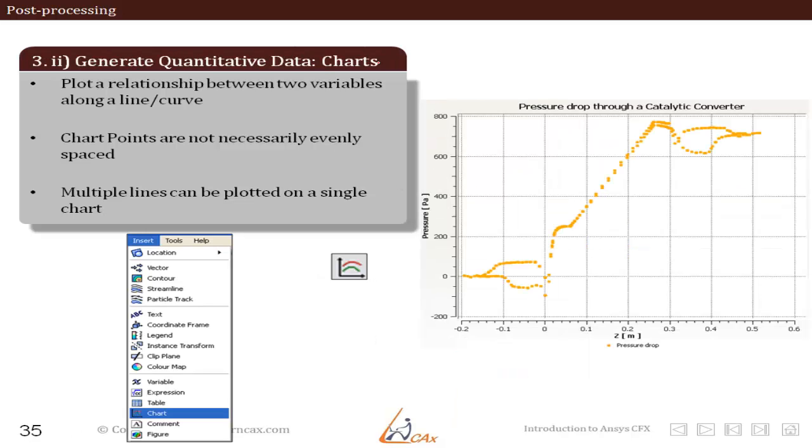Other than table also, there are many other quantitative data objects. Among them, the first is charts. Charts plot a relationship between two variables along a line or curve. The points on the charts are not necessarily evenly spaced. They depend on the mesh also. Multiple lines can be plotted on a single chart. For creating chart, you have to go to insert charts. This is an example of a chart that is shown here, and the chart is pressure versus Z coordinate.